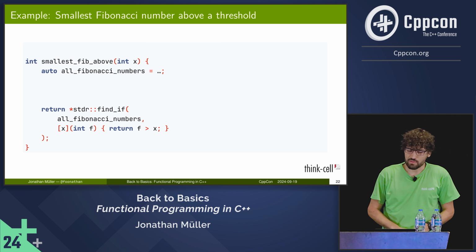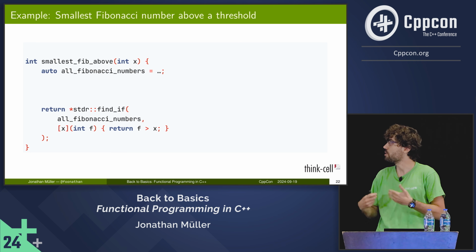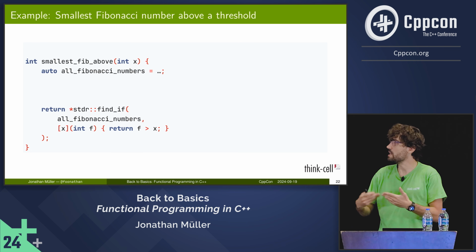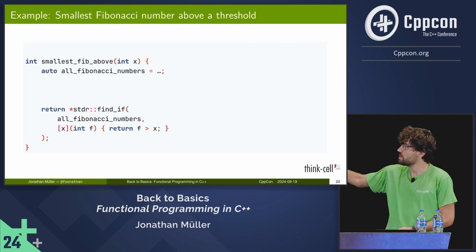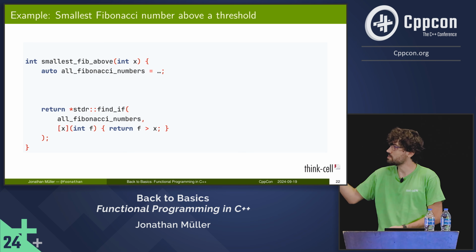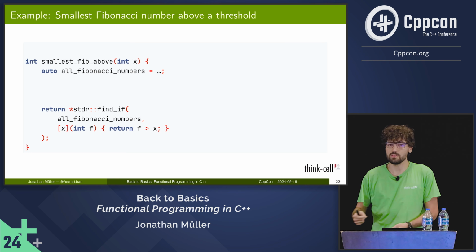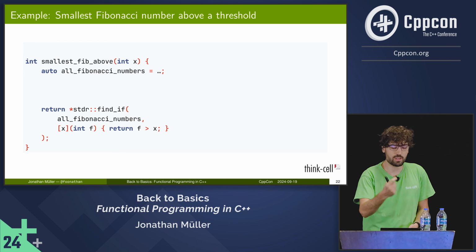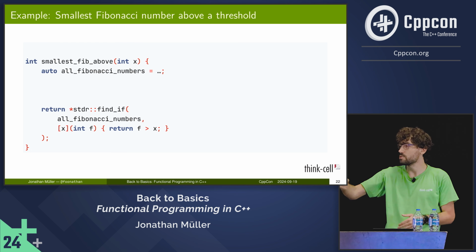Now, of course, there's a bit of a caveat. There are infinitely many Fibonacci numbers. So can we truly generate all Fibonacci numbers? The answer is we don't need to, because remember, views are lazy. We only generate values on demand. So we can describe an infinite range, and as long as we only need finitely many elements, this is totally fine. As findIf iterates over the Fibonacci numbers, we generate them one after the other. And as soon as we find one that matches the predicate, we stop, return from the function, and don't compute anything else.